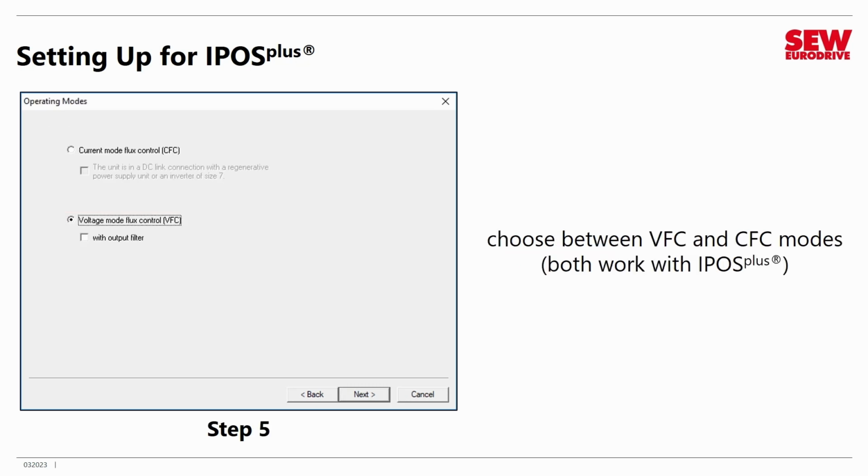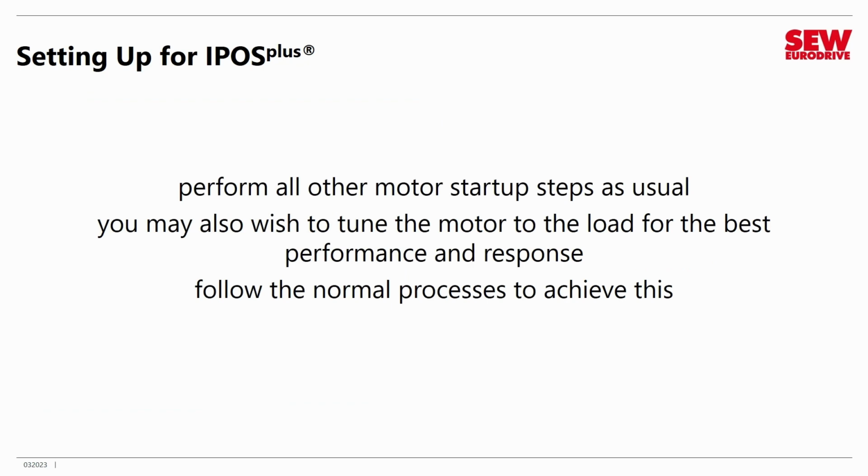Then you pick between VFC or CFC. Either one works. With an asynchronous motor, you can use either one. With a synchronous motor, a servo motor, then CFC is your only choice. So pick whatever is appropriate for your motor and what you wish to do. In general, I like CFC mode because it's the best and most precise control mode we offer. Then do all the other motor startup tasks as usual, and if necessary, tune the motor. And again, I'm not going through this because it's covered in the MOVIDRIVE B intermediate class.